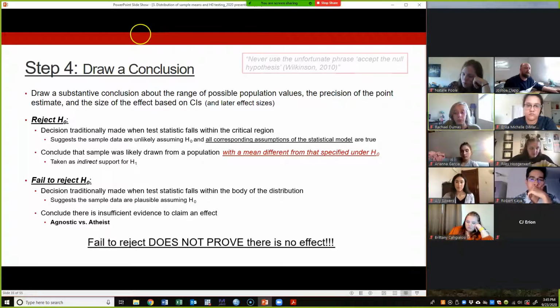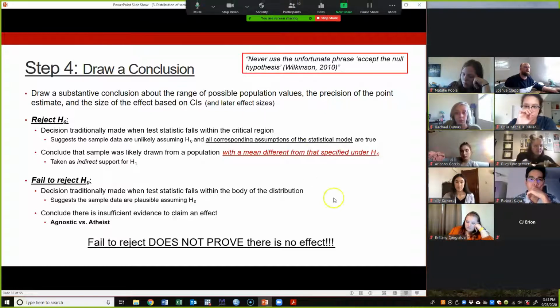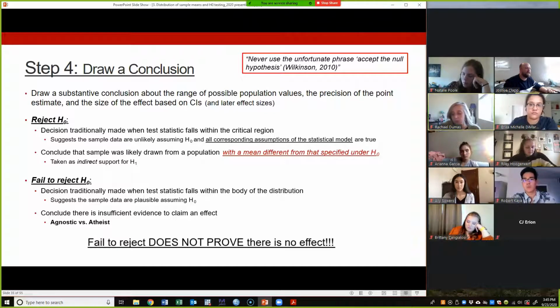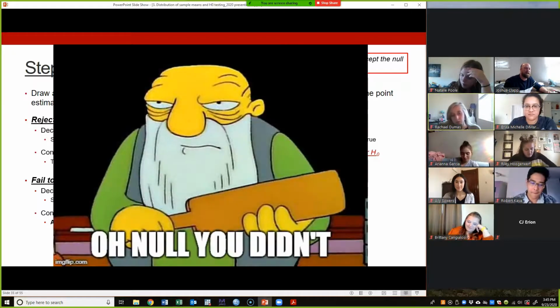All right. Oh, yes, Wilkinson. Great paper. Never use the unfortunate phrase "accept the null hypothesis." If I see in any assignment that you've accepted the null hypothesis, I'm going to circle it with a big thing and say, don't do that.